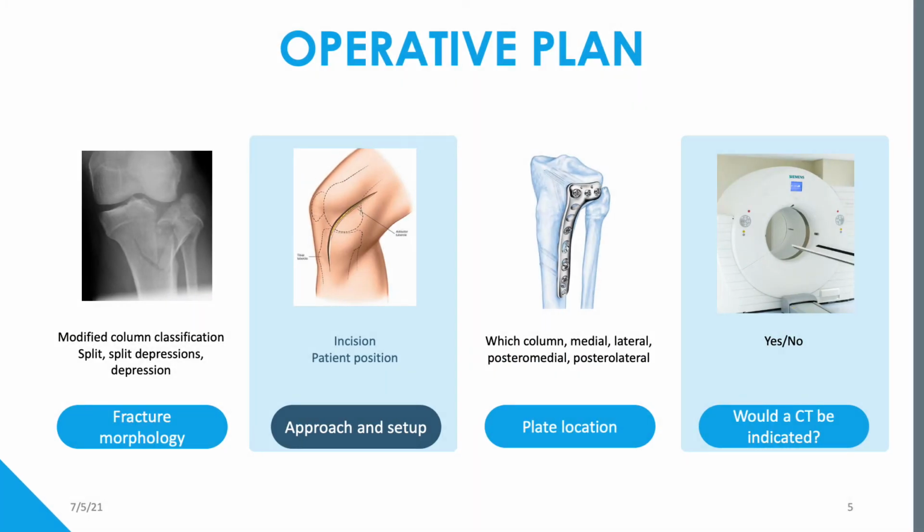The operative plan included looking at the column classification and the orientation of the fractures, the incisions that they would use to fix this injury, the position of the patient, and then ultimately where they were going to put their plates. We then asked the question, would a CT scan be indicated based on the operative plan from these X-rays?